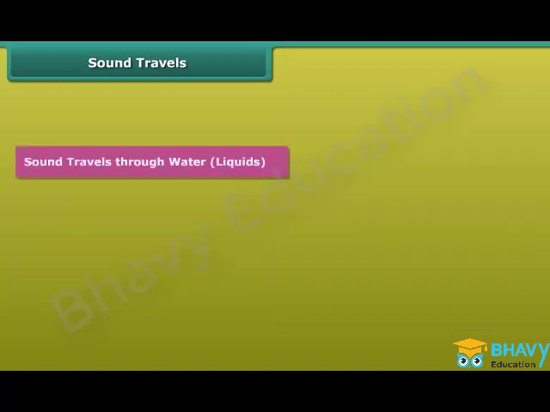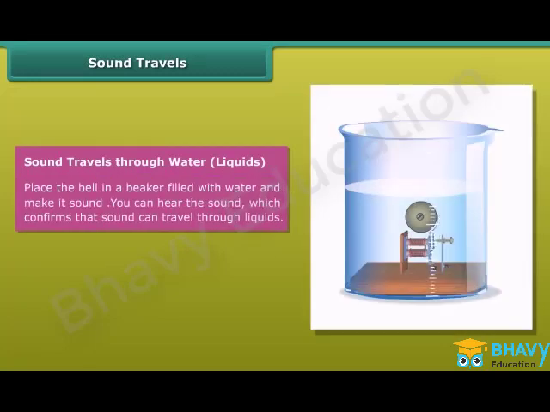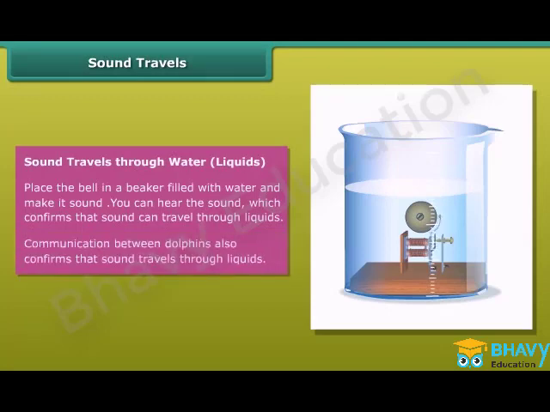Sound travels through water, liquids. Place the bell in a beaker filled with water and make it sound. You can hear the sound, which confirms that sound can travel through liquids. Communication between dolphins also confirms that sound travels through liquids as well.